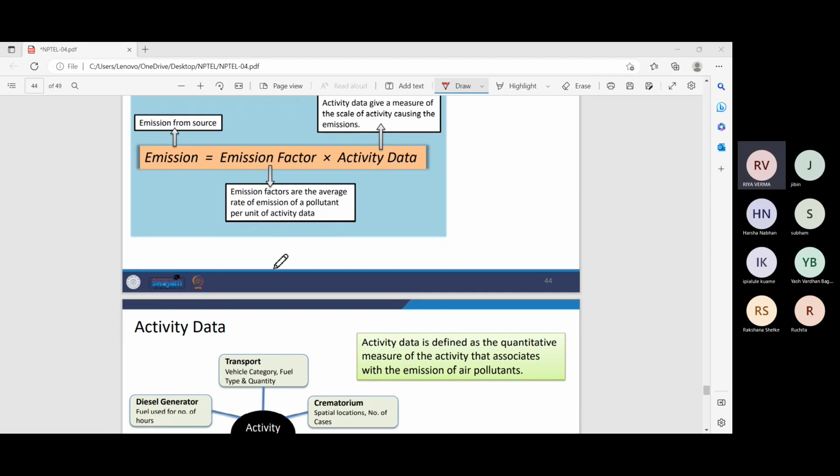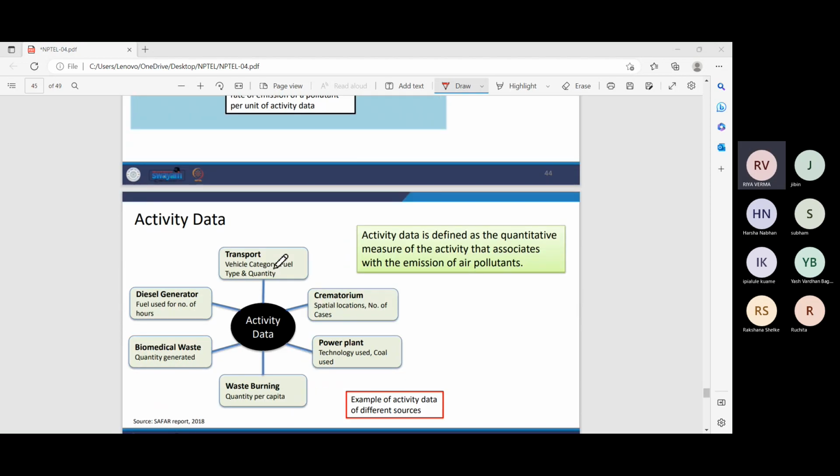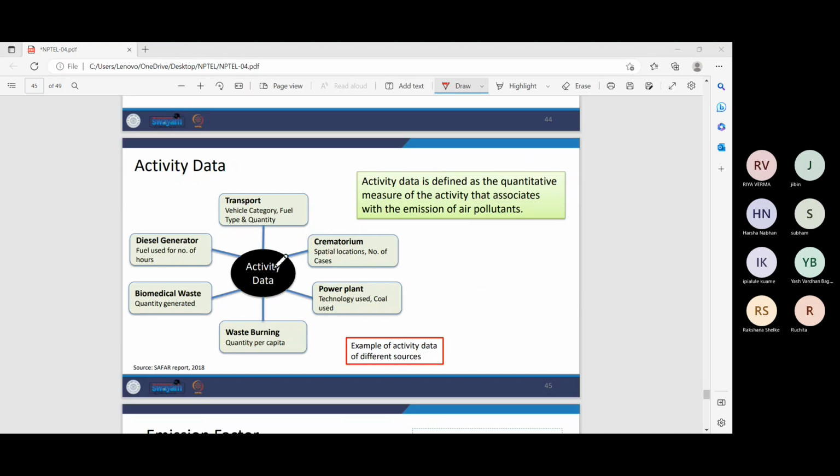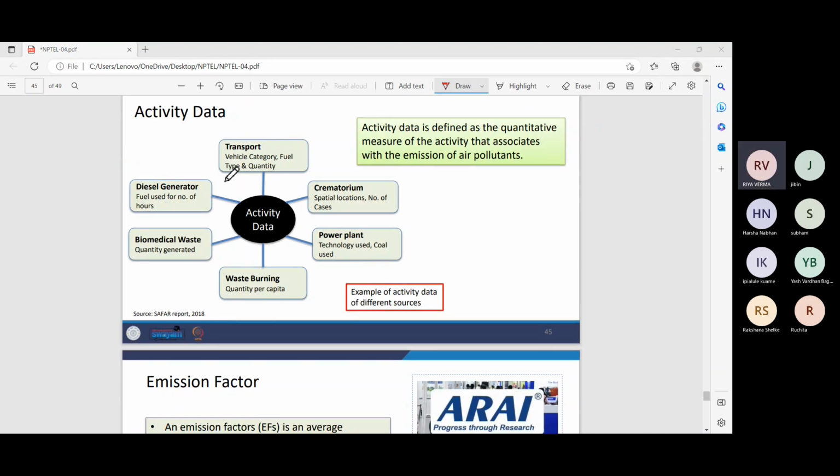Okay, so next, coming towards your activity data. Your activity data includes, for example, transport activity, which further includes your category of vehicle, type of fuel, and quantity of those vehicles. Then your crematorium: spatial locations and the number of cases that come each day, because there are some emissions from those crematoriums as well. Then your power plant: type of technology, which kind of power plant is there?